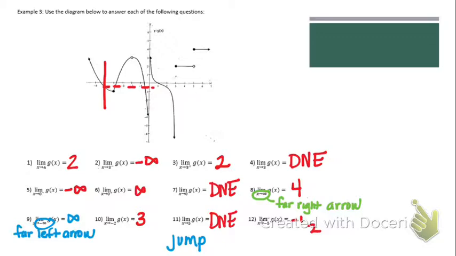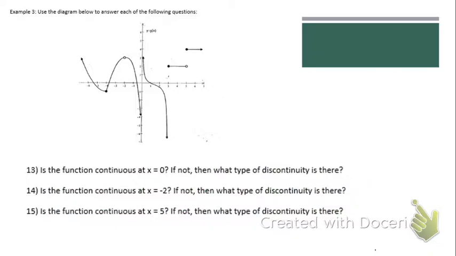All right, go ahead and see if you can answer those 3 questions at the bottom. We'll end there. What kind of discontinuities? Is it continuous? Yes or no? If it's not continuous, name that discontinuity. Is it a jump? Is it a removable? Or is it infinite? So take a minute. Go ahead and answer 13, 14, and 15.